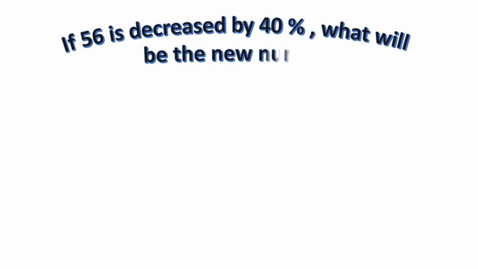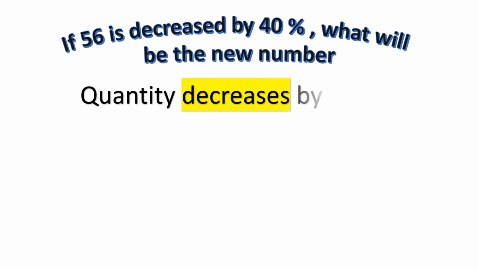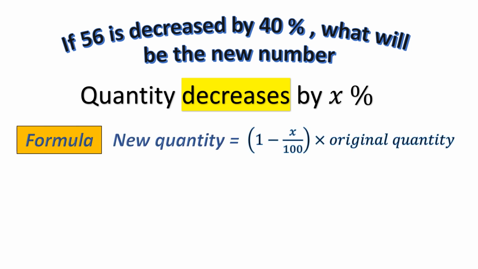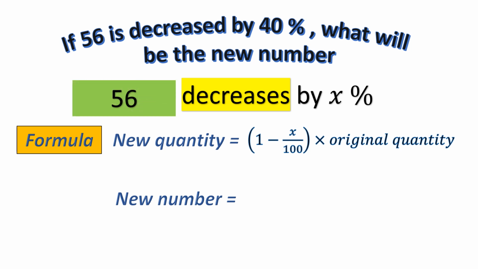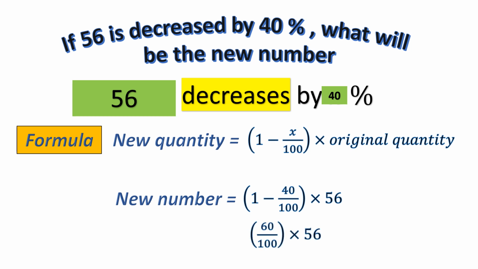Let's take an example. If 56 is decreased by 40%, what will be the new number? So the quantity decreases by X%. The formula is new quantity equals 1 minus X by 100 into the original quantity. New number will be, what is the quantity? It's 56. And what is the percentage? It's 40. So we will write 1 minus 40 by 100 into 56. Let's do it. What is 1 minus 40 by 100? If we calculate it, we get 60 by 100 multiplied by 56. Let's do the multiplication.